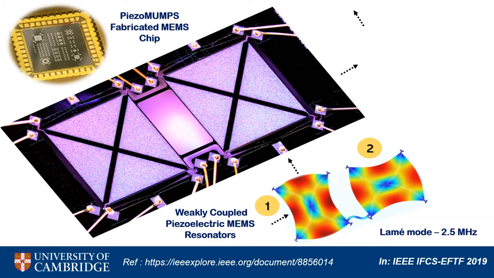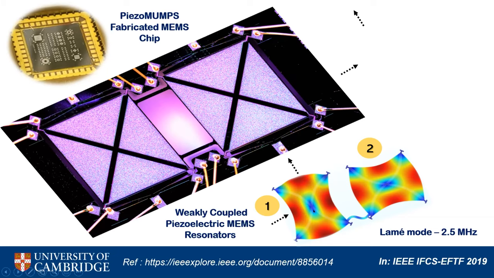In these types of coupled MEMS resonators, usually there will be two resonant modes because there are two resonators involved. One resonant mode will indicate the out of phase displacement of the two resonators, and the other mode will indicate the in phase movement of the two resonators. You can see it in this simulation, for example.